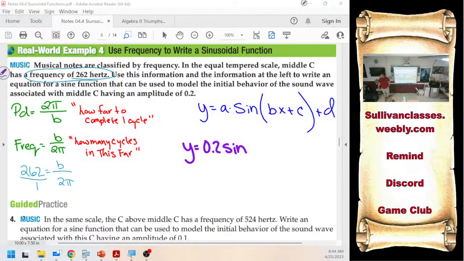Check my mental math. Okay. So, cross multiply, I'll get b is 524 pi. That means I now know b. 524 pi x. That's all the information I was given. They didn't say anything about a phase shift. They didn't say anything about a midline. So that's my function. I was able to write my function because I know what frequency is now. Ta-da! That's the whole problem.